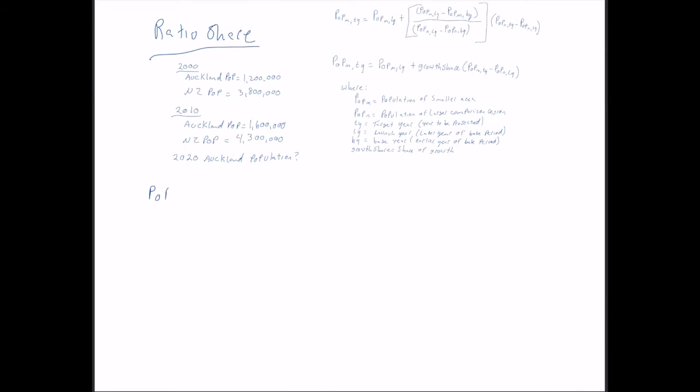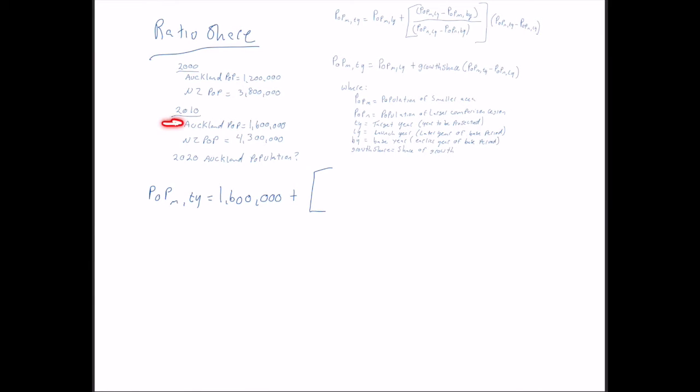So let's set up our formula here. We have population of the smaller area in the target year on our left-hand side of the formula. That's what we're trying to solve for. And we're going to set that equal to population in the smaller area in the launch year. That's the last known data point for the smaller area. In this case, the 2010 population of Auckland, which is 1.6 million. We're going to add to that our growth share.